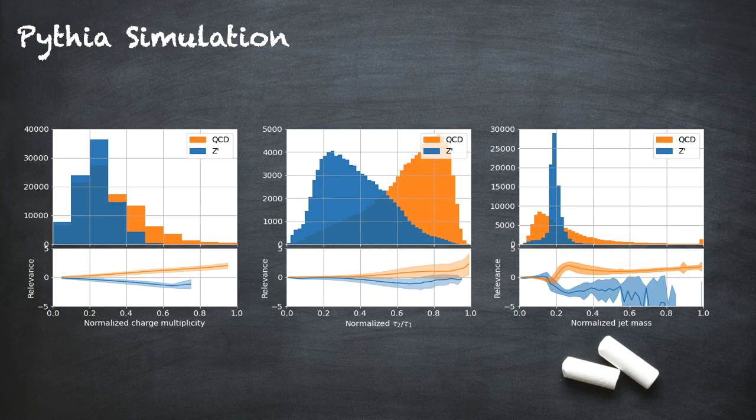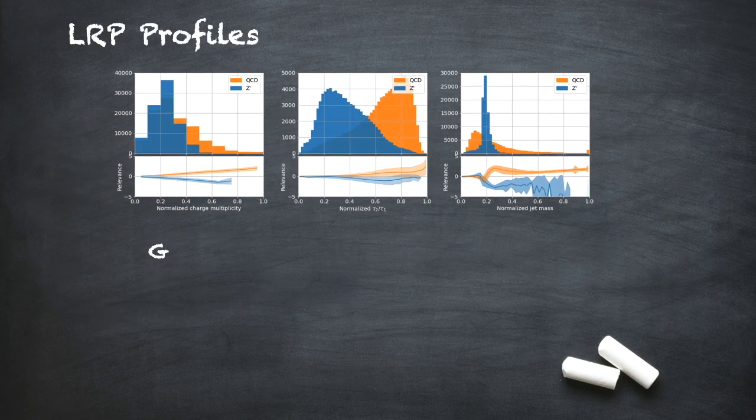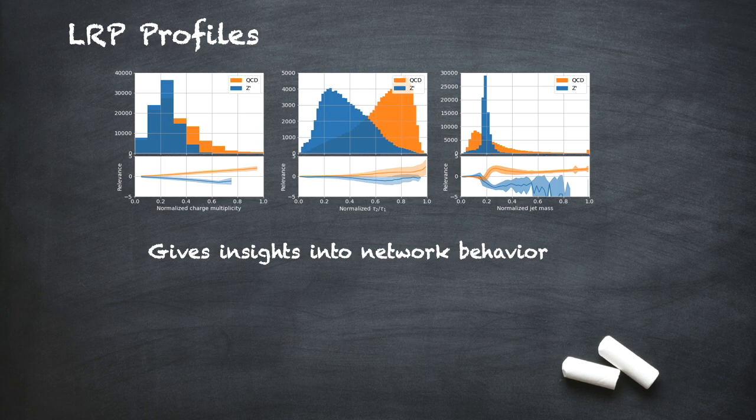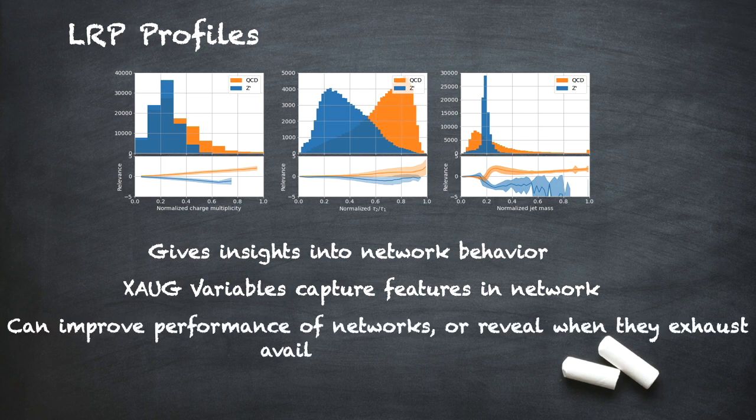We see high relevance scores for variables that have the most physics significance. It is clear from the profiles that LRP is able to provide insights into the network's behavior. The XAUG variables are able to capture known features in the network, and they can be utilized to improve the network performance, while simplifying them to exhaust the available information.